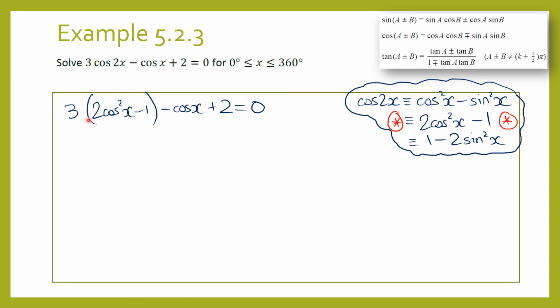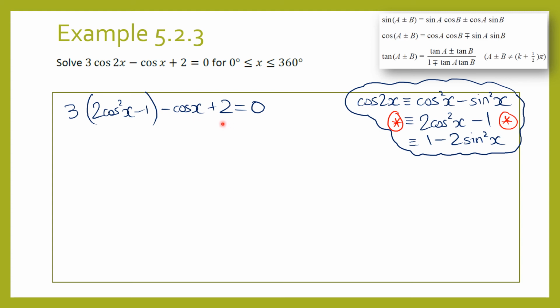Okay, please make sure you put these brackets around. We've replaced cos 2x with two terms, so both of them need multiplying by the 3, so very important brackets here. Next I'm going to expand the brackets, collect like terms. You can probably see already we're going to have a quadratic equation in cos x.